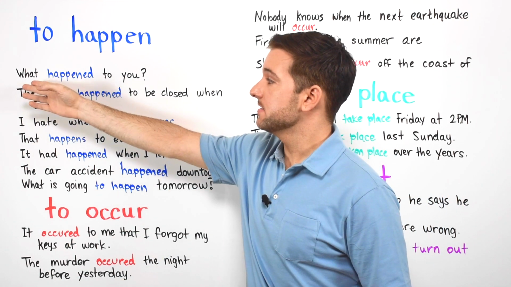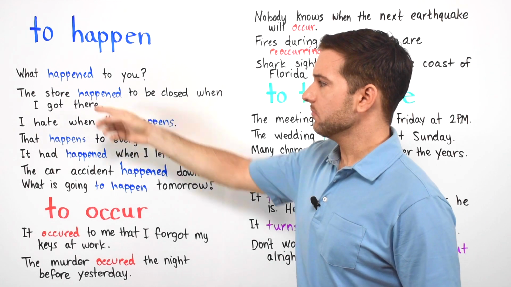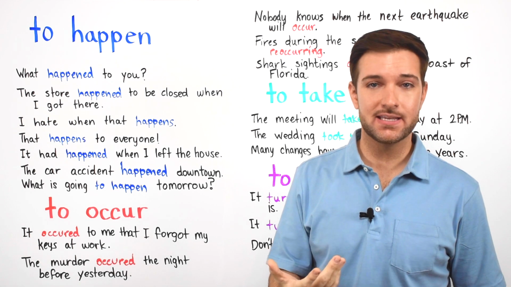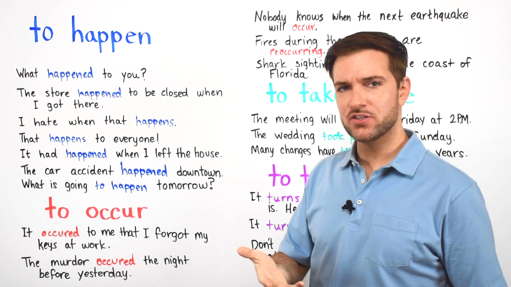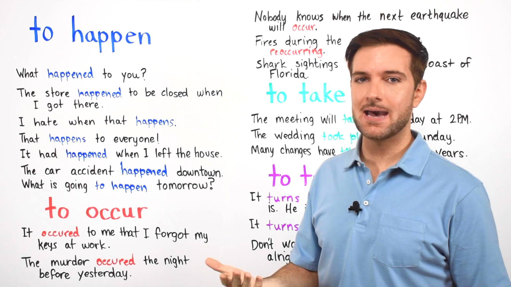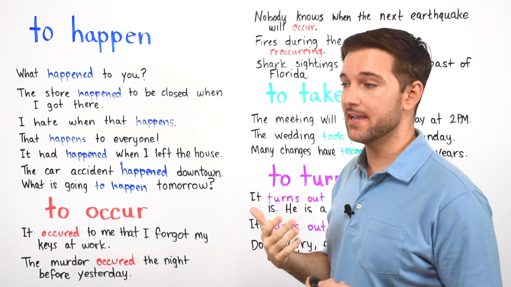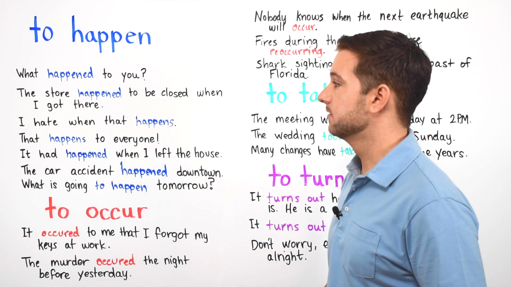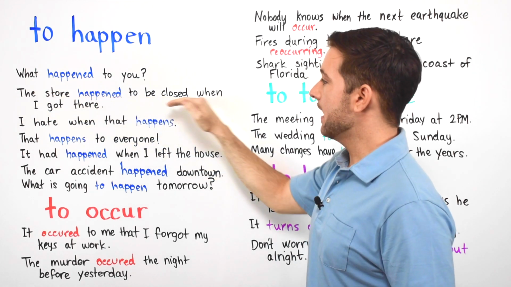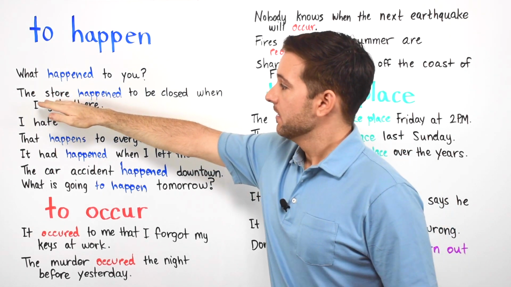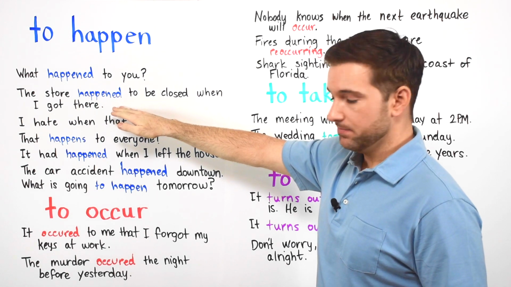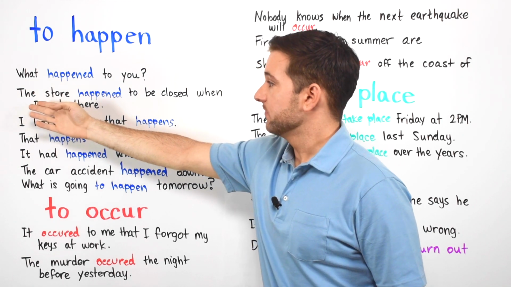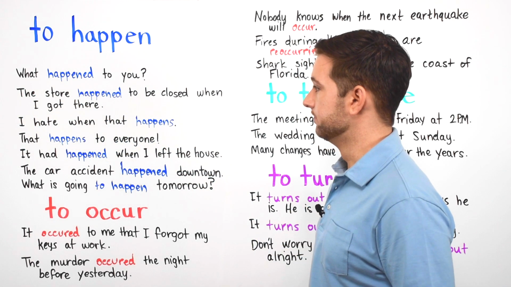Okay, for example, what happened to you? What happened to you? We're talking about an accidental event or maybe an unplanned event. You're asking, what happened to a person? Something happened and it was unexpected. It was not anticipated. The store happened to be closed when I got there. Again, it's not anticipated. People didn't expect the store to be closed, but it is. And so you say, the store happened to be closed when I got there.